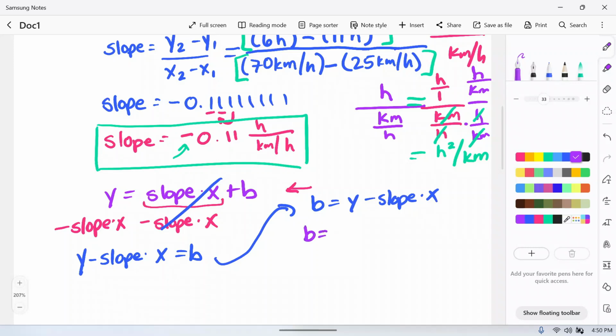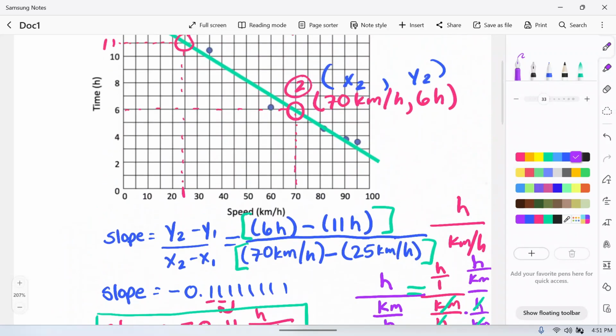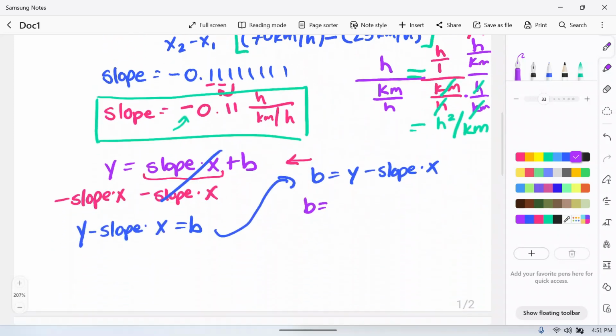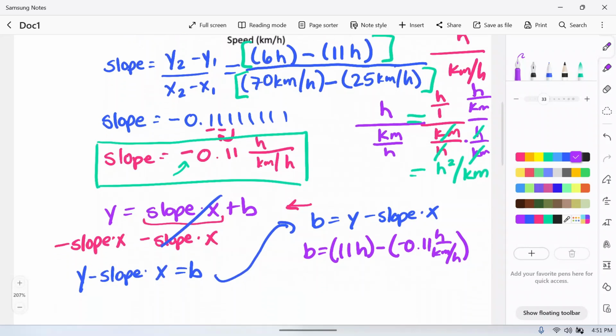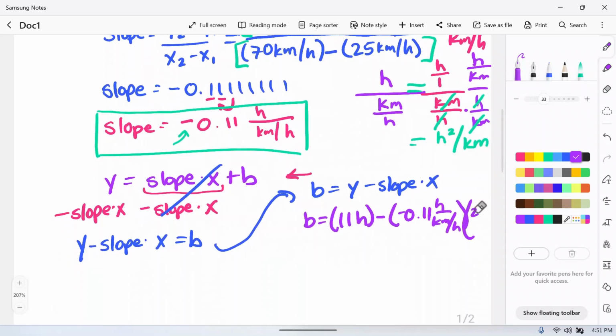So my y value, I'm going to choose one of the points. It looks like we used 0.1, so the 11 hours for y. Once again, show your units. Our slope was negative 0.11 hours per kilometer per hour. And then my value for x was 25 kilometers per hour. I kind of ran out of room here, so I'm going to write my kilometers per hour underneath, but make sure I've got that parenthesis there.